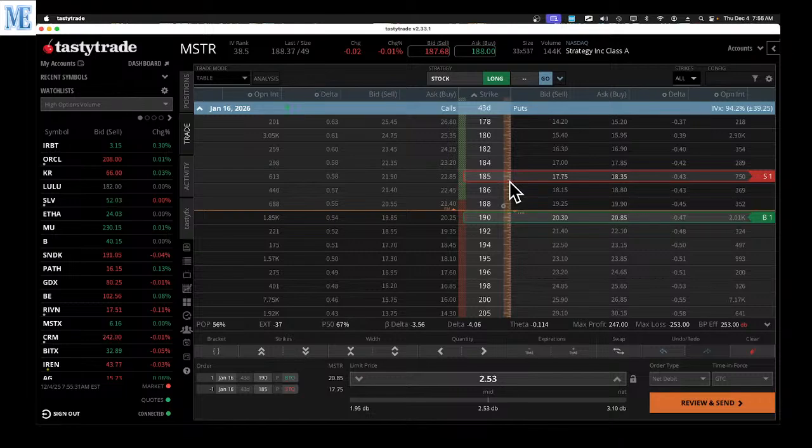Short, right? It gets me about 4 deltas, and I pretty much have a 50-50 shot in this one, folks. Right? 56%. I get about 4 negative deltas, and I'm not using much capital at all, $250.